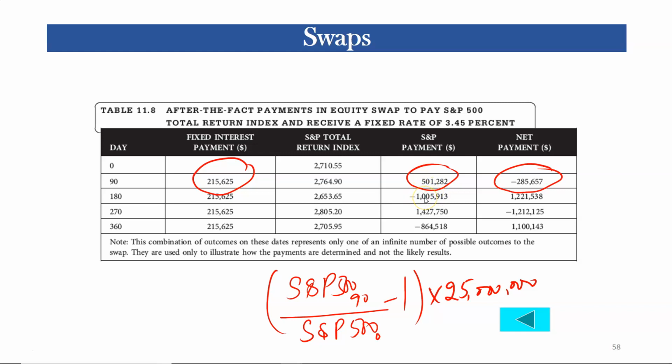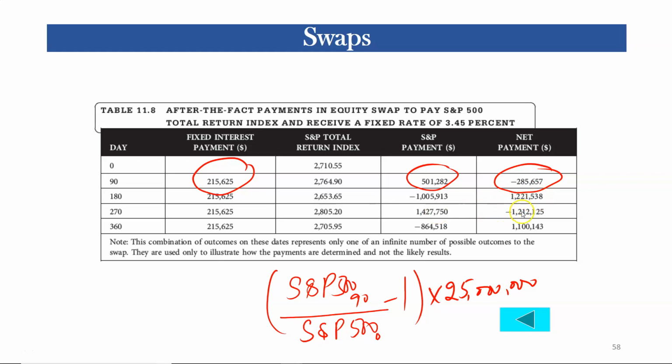In the second quarter, the equity return is negative. So IVM not only receives the fixed payment from FNS but also receives this negative return. So the total payment received from FNS by IVM is $1.221538 million. In the third quarter, the equity return is positive.